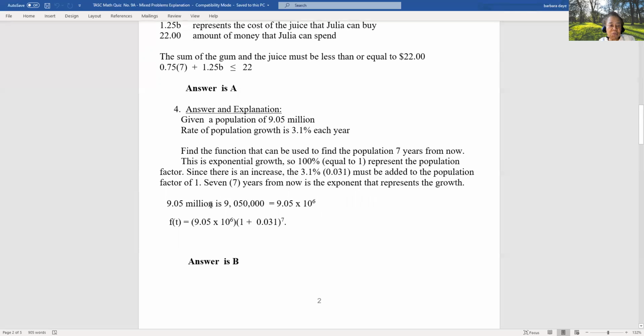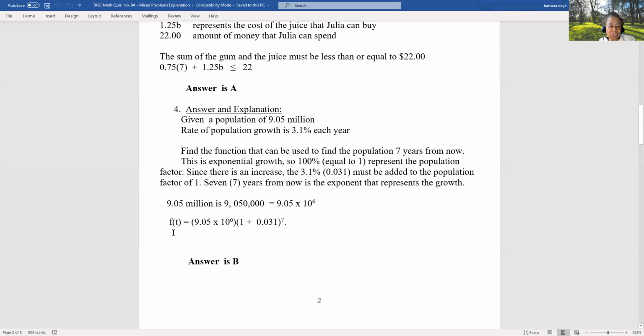As I said before, the 7 years from now is the exponent that represents the growth. Now the 9.05 million we can write in scientific notation as 9.05 times 10 to the 6. The decimal point is here. We shift it 6 places to the left. We get 9.05, and that 6 places is represented by the exponent 6.